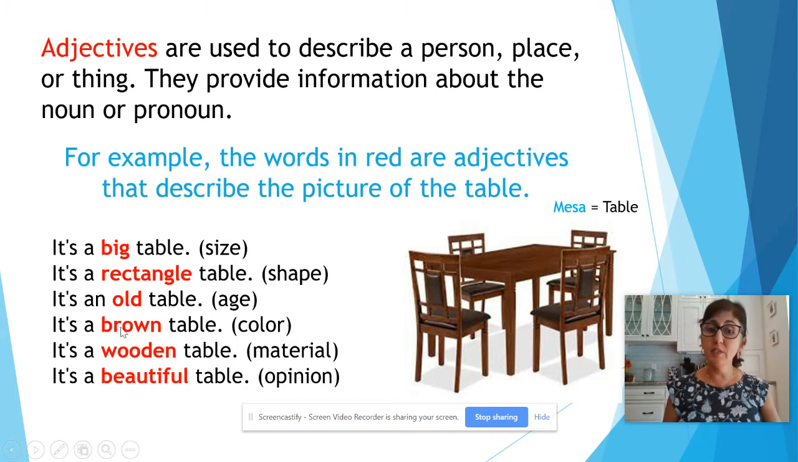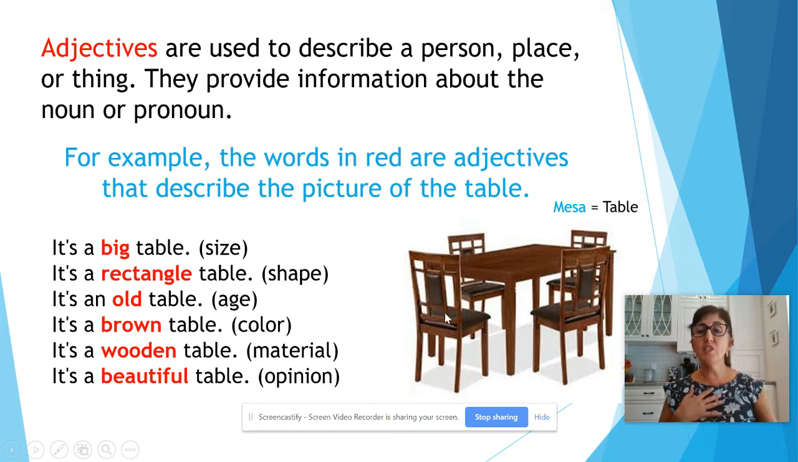It's a brown table. We could describe it with color. It's a wooden table, type of material used for the table. And finally, it's a beautiful table. And it's my opinion of how I think the table looks. So those are some great adjectives to describe a table.